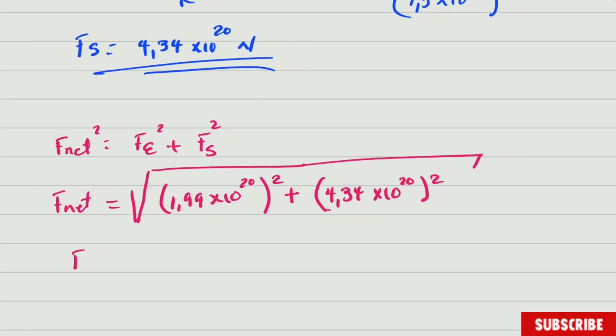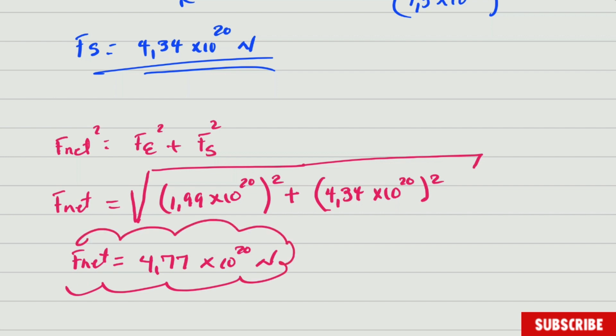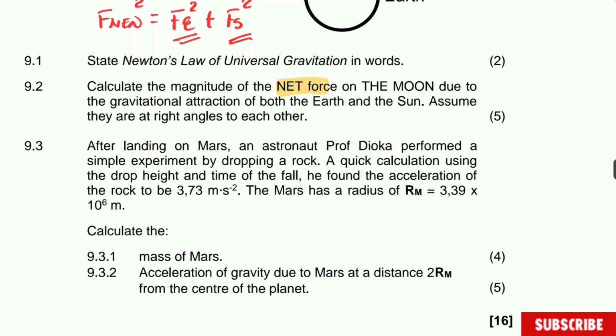Then you get that the net force, or the magnitude of the net force, is equal to 4,77 times 10 to the 20 Newton. There we go. This one is the answer for the net force that the Earth and the sun exert on the moon. Guys, this one is the final answer. And they say calculate the magnitude, so you don't have to calculate the direction there.